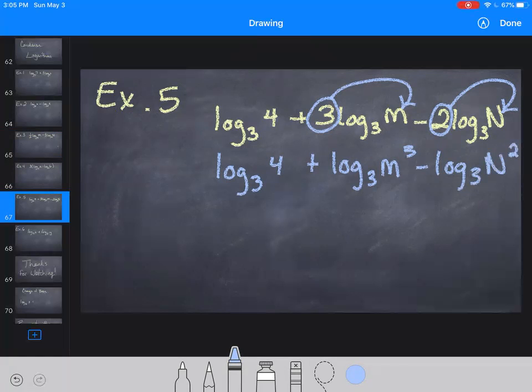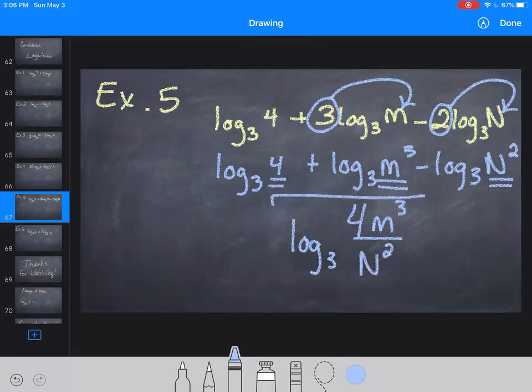Now, whenever I condense, I know that I have to write log base 3 one time. I know that we will have some things that are being multiplied, and I know that we will also have a fraction. So I'm going to go ahead and write my fraction bar. And if you remember, anything with a positive log in front of it goes to the numerator. So I have a positive log base 3 in front of my 4, so my 4 goes to my numerator. I have a positive log base 3 in front of my m cubed, so I know my m cubed is going to go to my numerator. And then I have a negative log base 3 in front of my n squared, so I know my n squared is going to go to my denominator. So here is my condensed form.